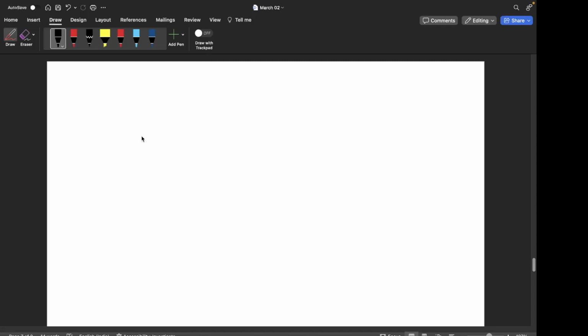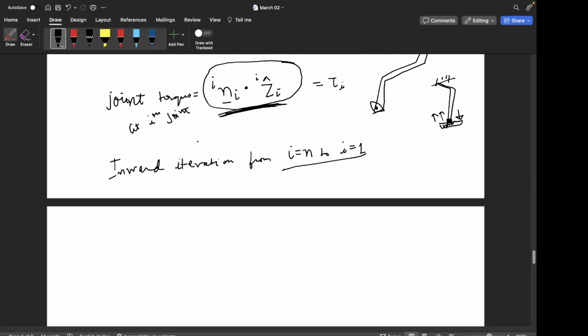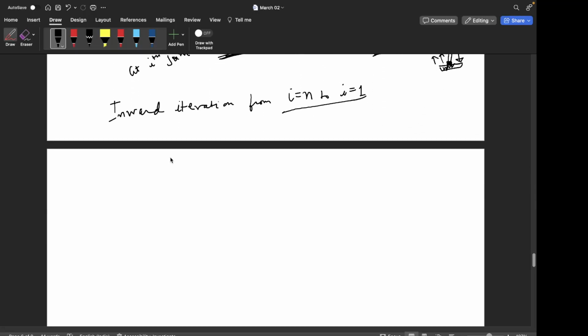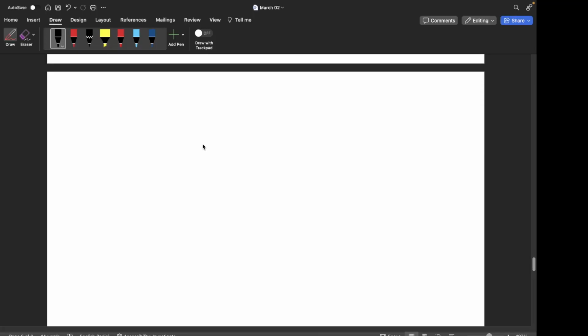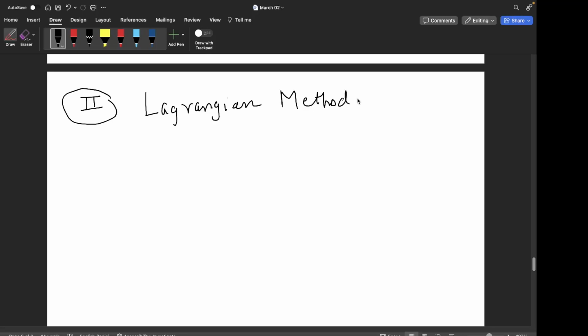So this is the whole process of solving the Newton-Euler equations, and this is one way of finding the joint torques. The second approach, a completely different approach, is what is called the Lagrangian method. So what we discussed now is the Newton-Euler method, which is force-based. The Lagrangian method is energy-based.